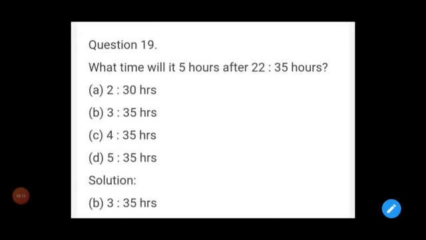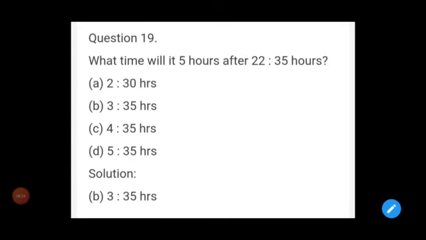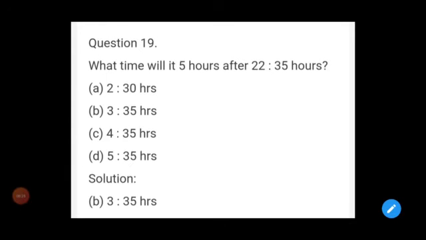Next, question number 19. What time will it be 5 hours after 22:35 hours? 22 hours 35 minutes it will be. So what will be the time? We have to add to 22. It will be 23, 24. After 24, 1, 2, 3. There is no change in the minutes. So we have to change the hours alone. If you add, it will be 3:35 hours.